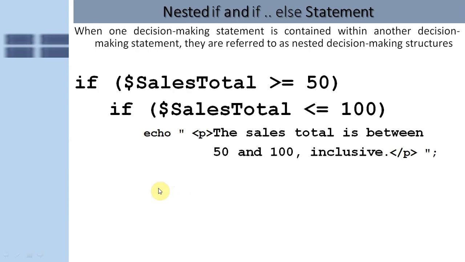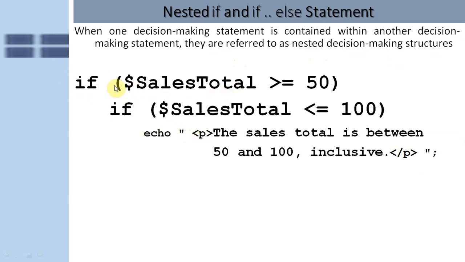This is another type of statement, and you can see the nested if statement. If any if statement is inside another if statement, it is called a nested if statement. When one decision making statement is contained within another decision making statement, they are referred to as a nested decision making structure. So if is inside the if statement.